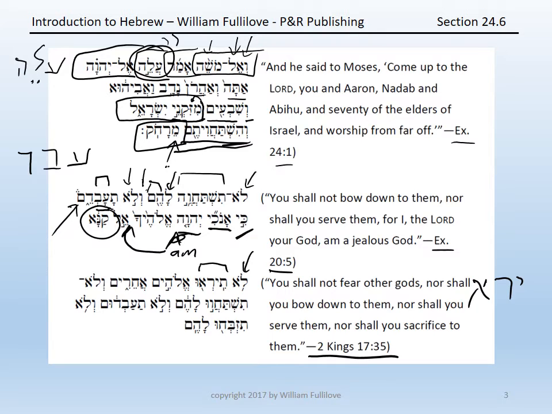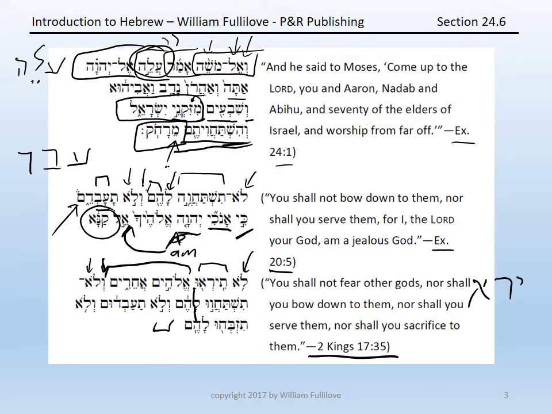Elohim acharem, other gods. Acharem is the attributive adjective. So you shall not fear other gods. Velo, and not, tishtahavu lahem. So tishtahavu, a hishtafel imperfect, second masculine plural. You shall not bow down to them. So again, we have a solemn prohibition, a lo plus the imperfect.